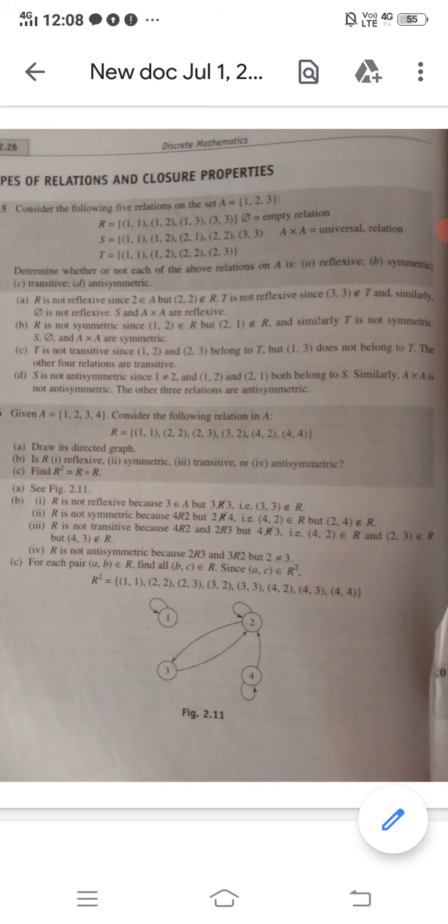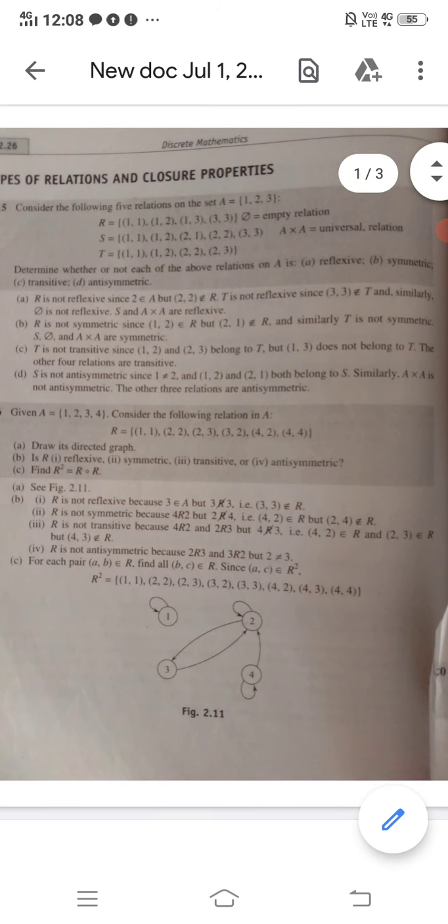1, 1, it means 1 को 1 से डायरेक्शन देना है. 2, 2 डायरेक्टेड विद 2 का 2 से. 2, 3, 2 से 3 में जाते हुए एरो. 3, 2, 3 से 2 को जाते हुए एरो. 4 से 2 को जाते हुए एरो. And last 4, 4. So this is directed graph. Now we have to check, is R reflexive, symmetric, transitive or antisymmetric.